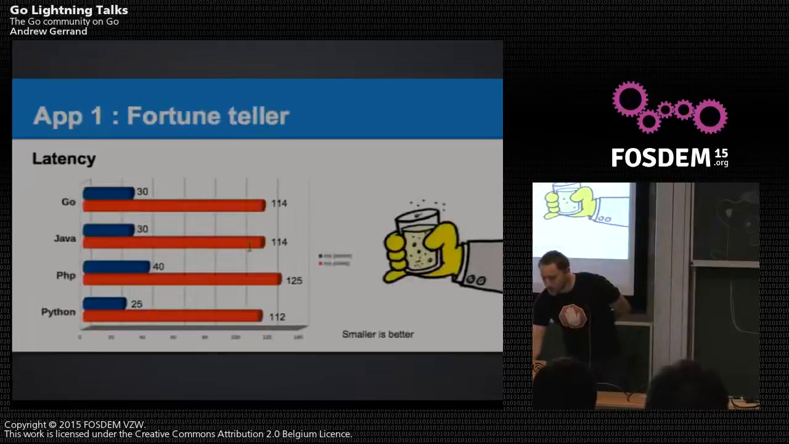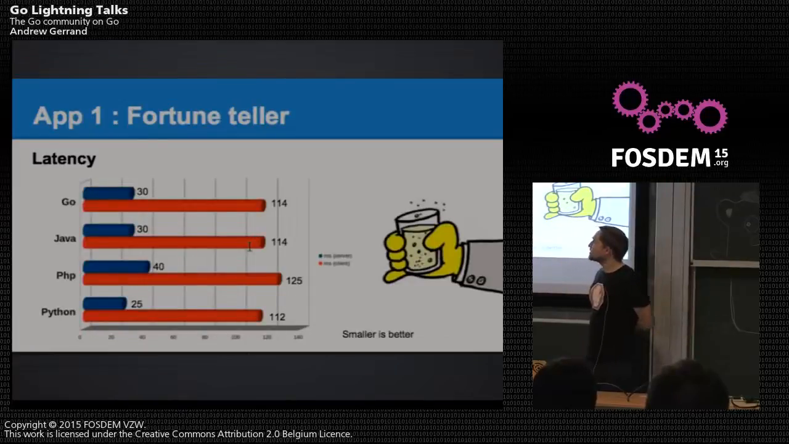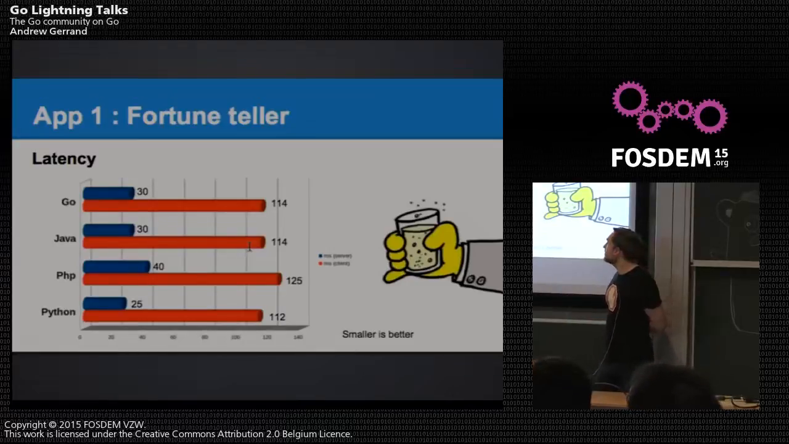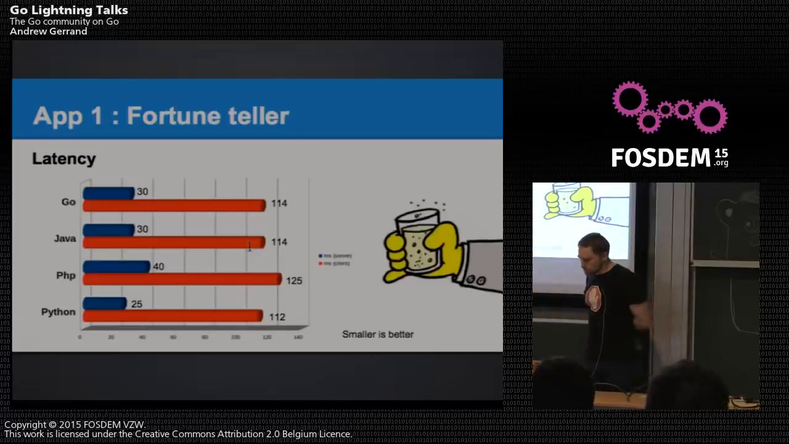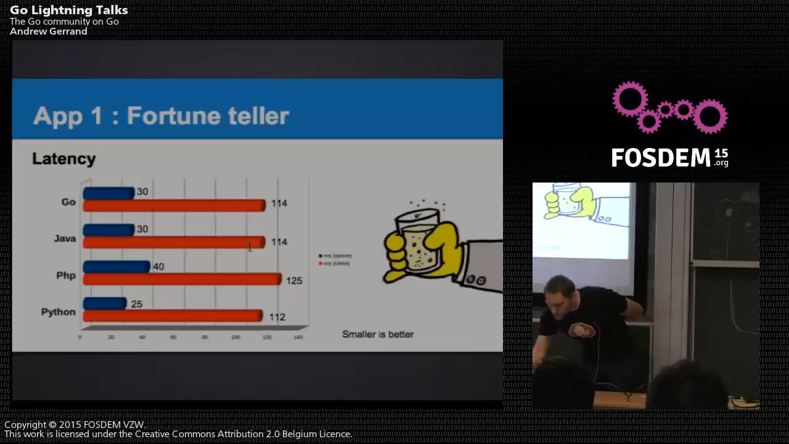So I get a latency of about 30 milliseconds as measured in the Google Developer Console, that means server side, and about 100 milliseconds measured by my injectors, client side. There's not a huge difference between the 4 languages. Okay, let's skip that.